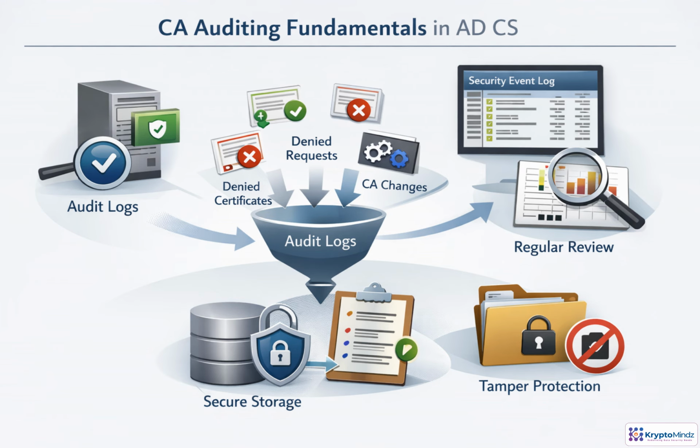CA auditing is your forensic record for the certification authority. It shows who requested certificates, which were issued or denied, when they were revoked, and who changed CA settings. All of this lands in Windows security logs, but only if you enable the right audit categories and size the logs correctly. Treat these logs as sensitive assets. Protect them from tampering, centralize or forward them, and review them regularly, not just after something goes wrong.